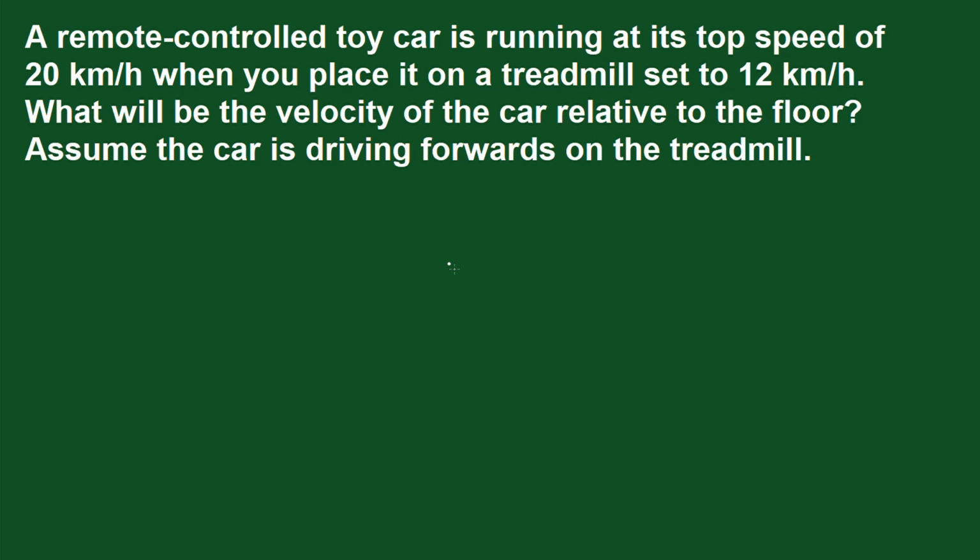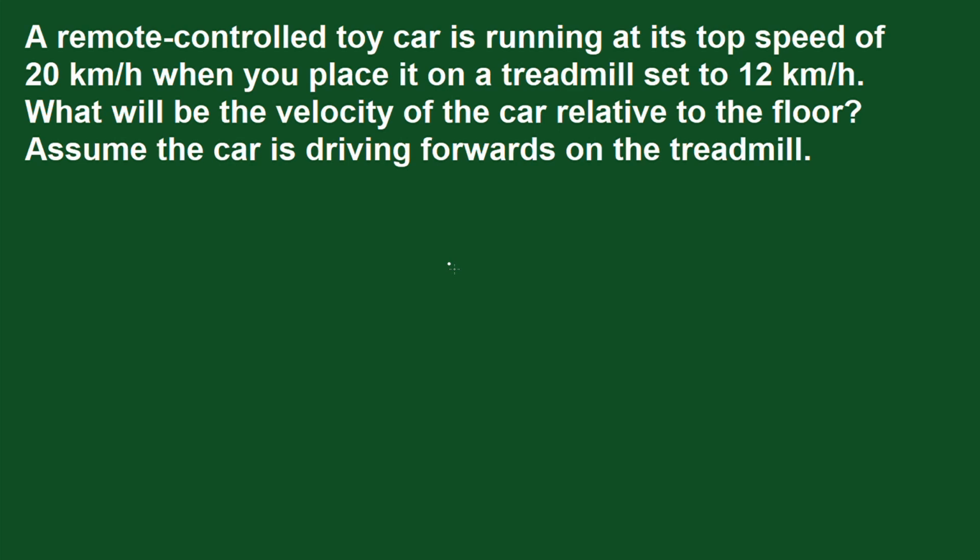Let's try some vector word problems. A remote-controlled toy car is running at its top speed of 20 kilometers per hour when you place it on a treadmill set to 12 kilometers per hour. What will be the velocity of the car relative to the floor? Assume the car is driving forwards on the treadmill.